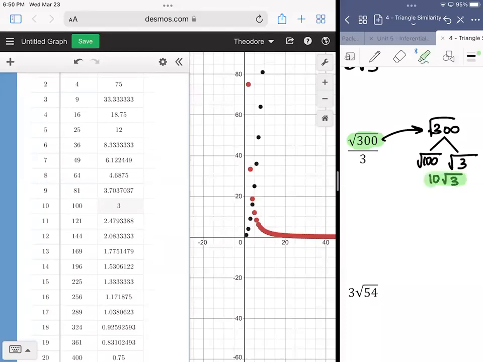So then we go back and replace the radical 300 with the 10 radical 3. So that gives us a new fraction equal in value, 10 radical 3 over 3.